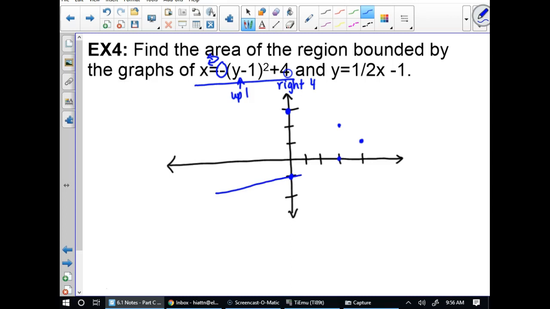So your graph would look like this. Let's just graph in this other one just so we can see real quick. We'll have negative 1, up 1 over 2, up 1 over 2. So we would get this little sliver right here.